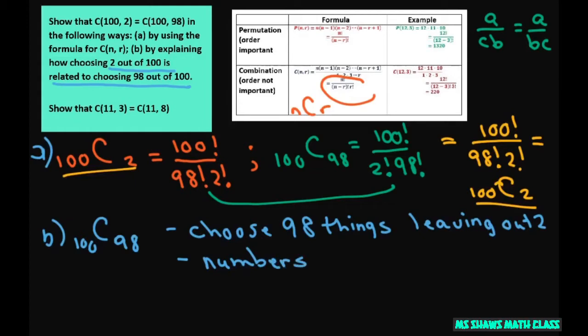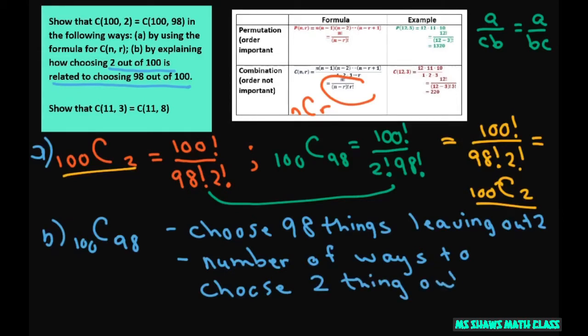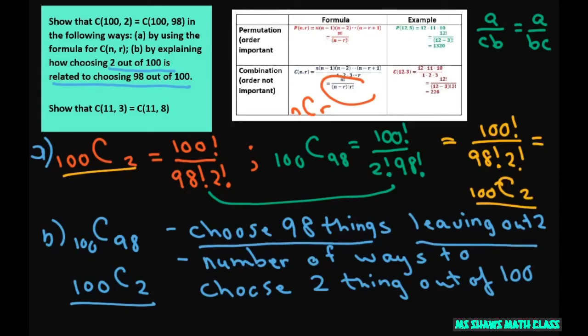or we can say that is finding the number of ways to choose 2 things out of 100. So that would be that. Okay? So you choose 98 things, you leave out 2. That is the number of ways to choose 2 things out of 100. That's how it relates. Now let's go to the second part.